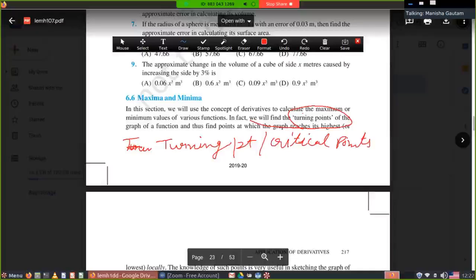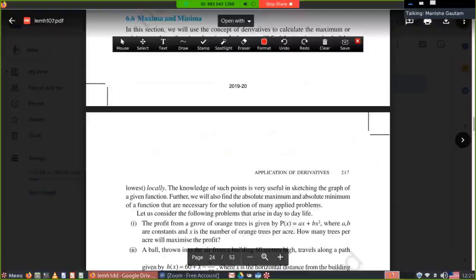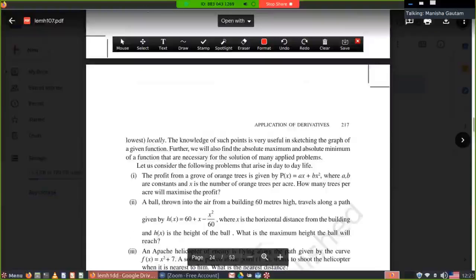At the point where the nature of the graph changes, that point is known as a turning point or critical point. We can see it in the graphs. The knowledge of such points is very useful in sketching the graph of a given function.